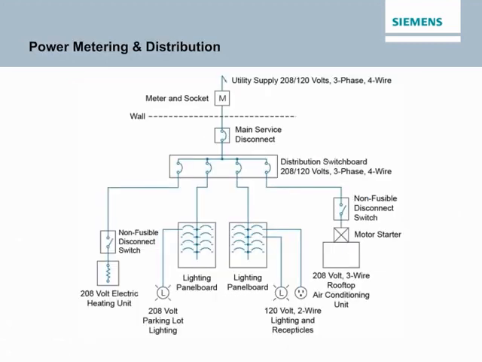Incoming power is metered by the utility company. In this example, power is supplied to the building through a main service disconnect. A switchboard divides the power into 4 feeders for distribution throughout the building.